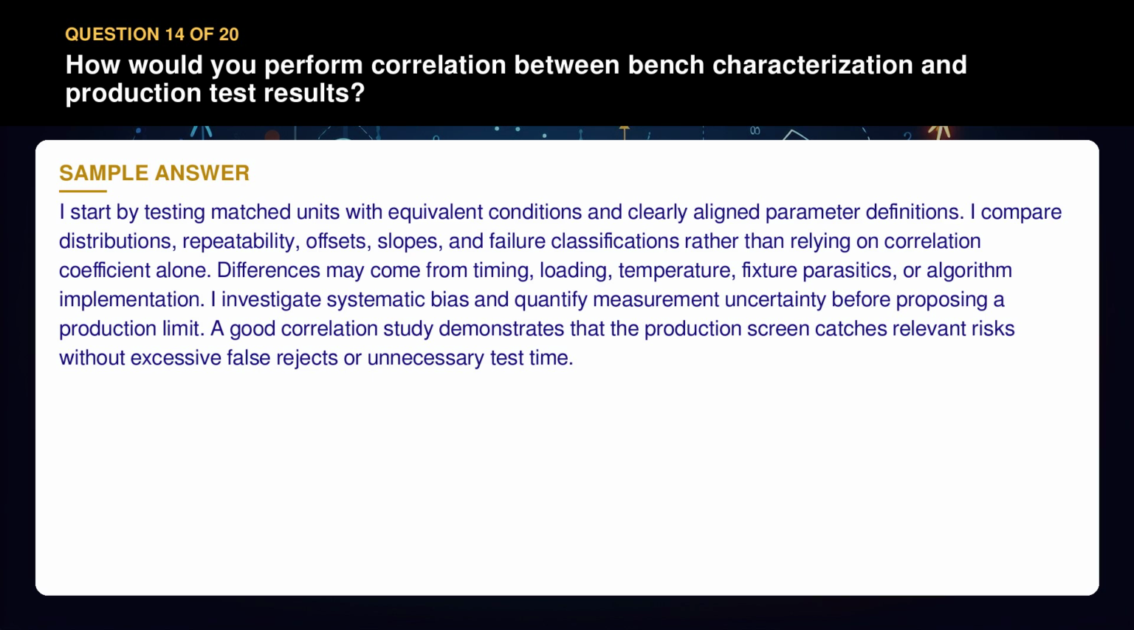Differences may come from timing, loading, temperature, fixture parasitics, or algorithm implementation. I investigate systematic bias and quantify measurement uncertainty before proposing a production limit. A good correlation study demonstrates that the production screen catches relevant risks without excessive false rejects or unnecessary test time.